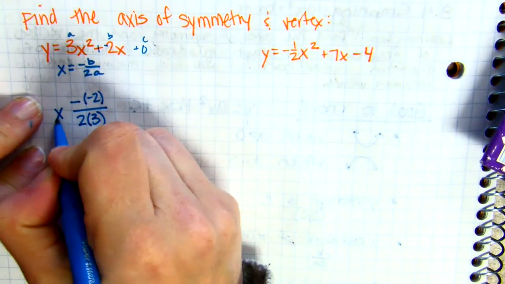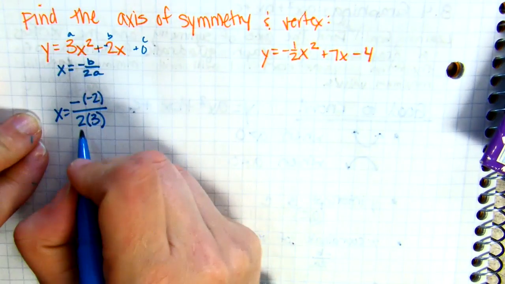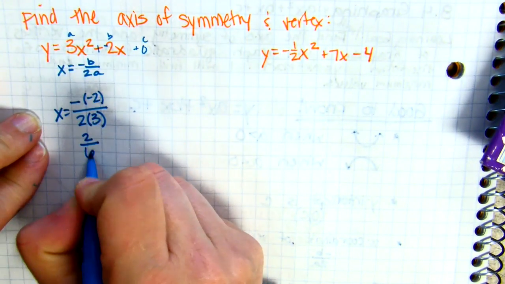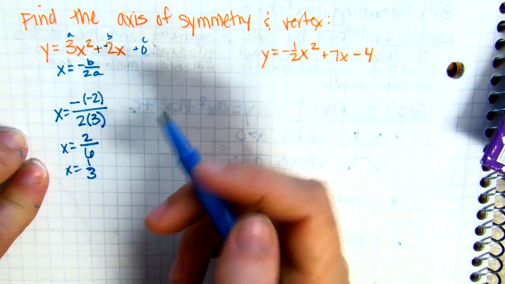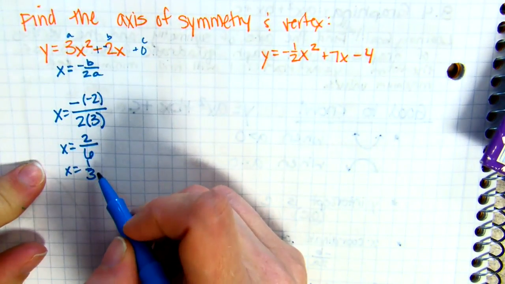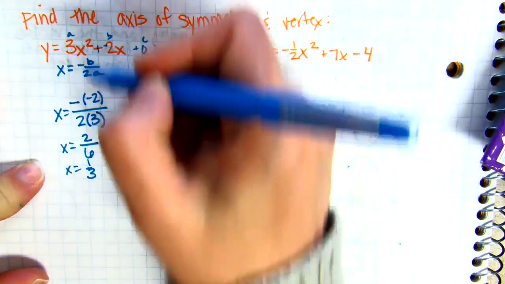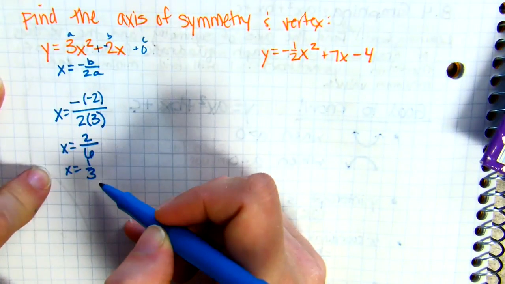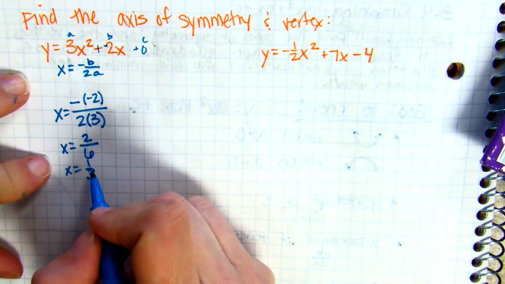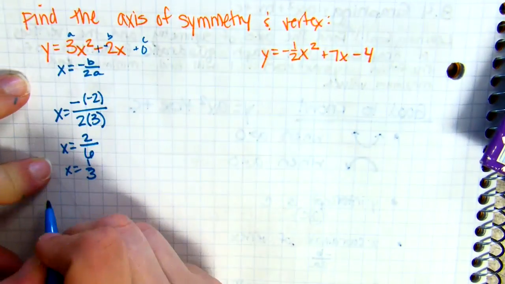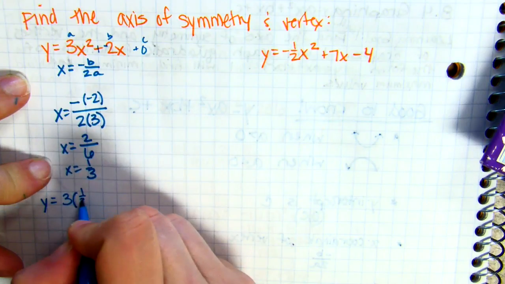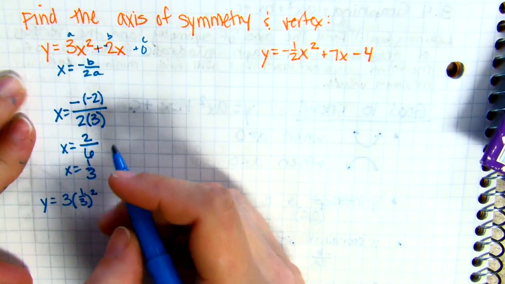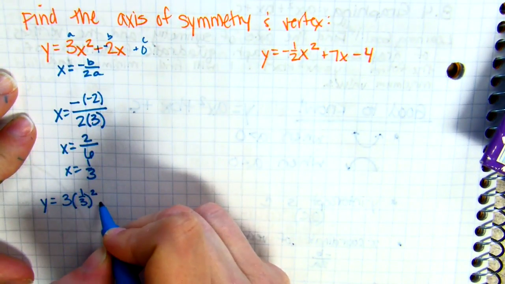That's using the formula, negative b over 2a. That's 2 over 6, which is 1/3. So 1/3 is the axis of symmetry, that vertical line that goes through x equals 1/3. And then I'm going to take that 1/3 and substitute it in to find my y-coordinate of the vertex.